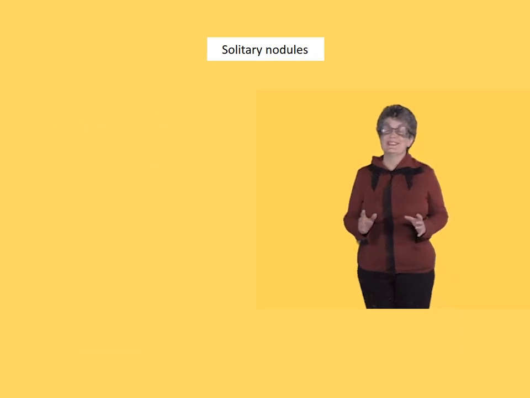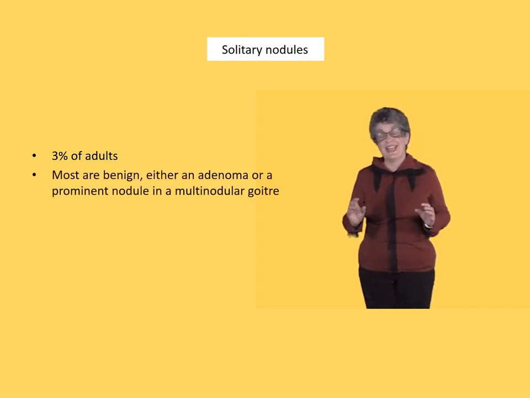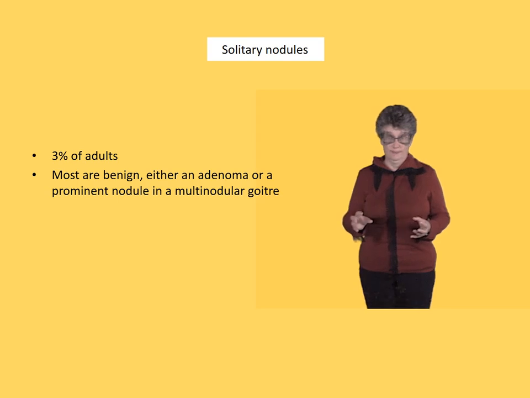Solitary nodules in the thyroid are really common. 3% of adults will have one. Most of them are benign. And when I say most of them, 99% of them are benign. Either an adenoma, a benign tumour, or a prominent nodule in a multinodular goiter.